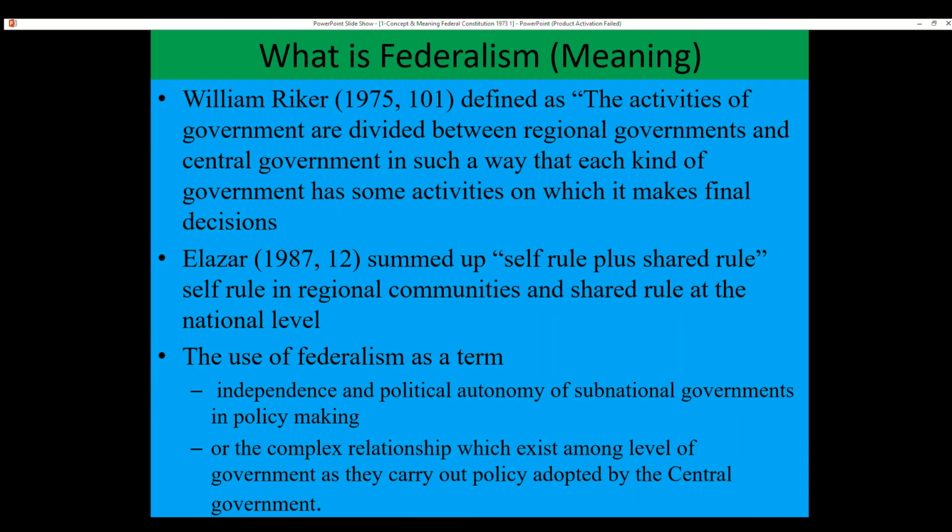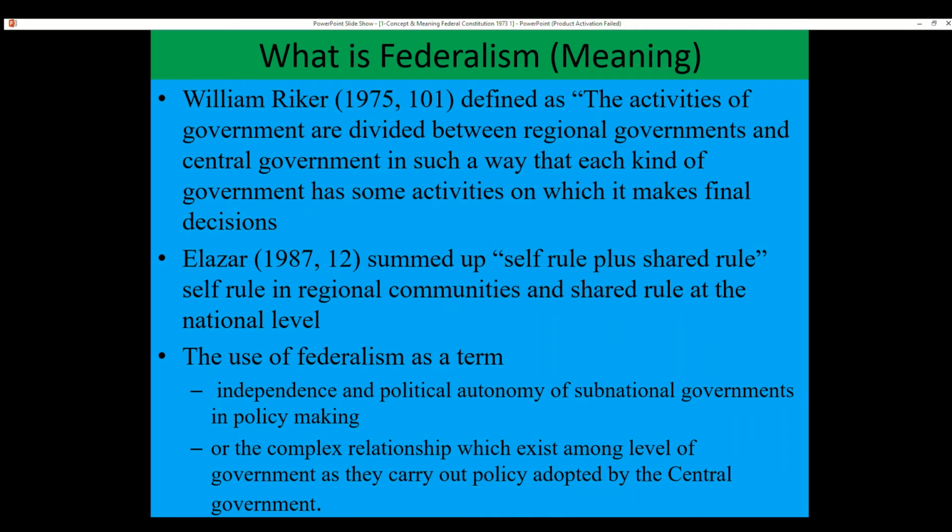The third, the use of federalism as a term: independence and political autonomy of subnational governments in policy making, or the complex relationship which exists among levels of government as they carry out policy adopted by the central government. So actually, federalism creates a new kind of relationship between national and subnational governments.